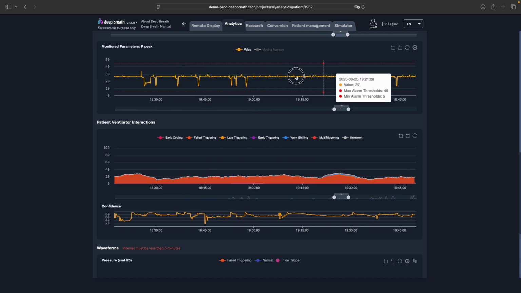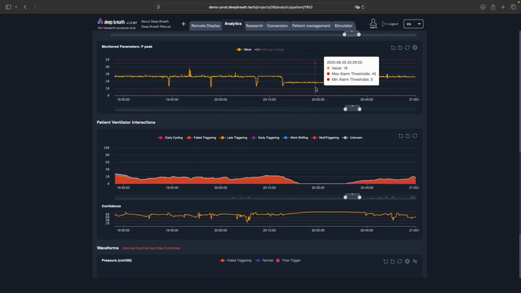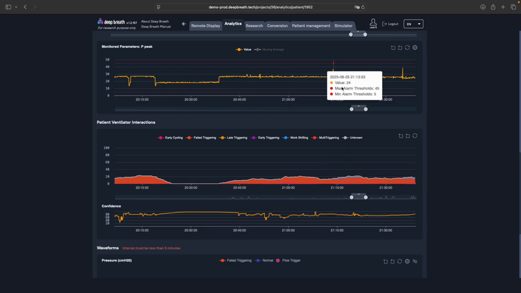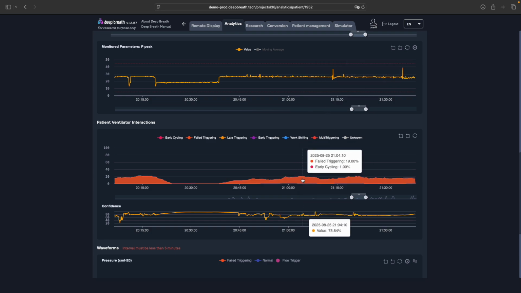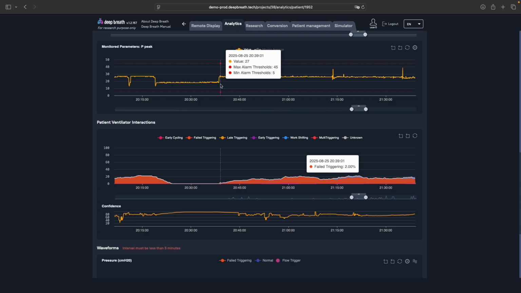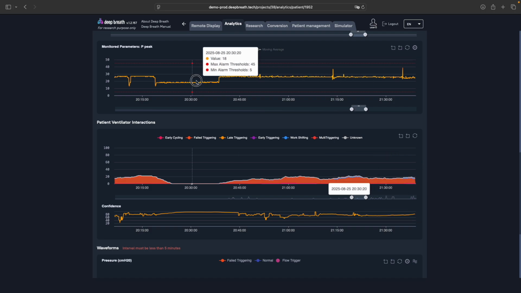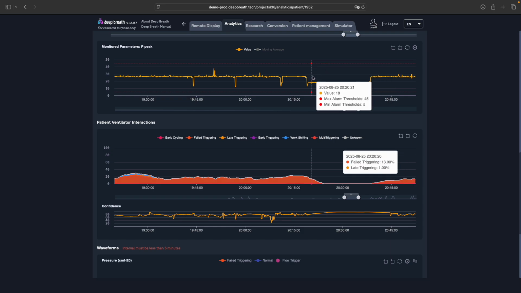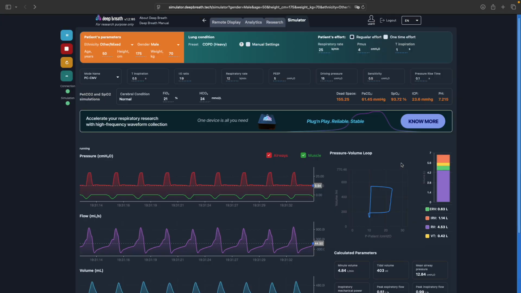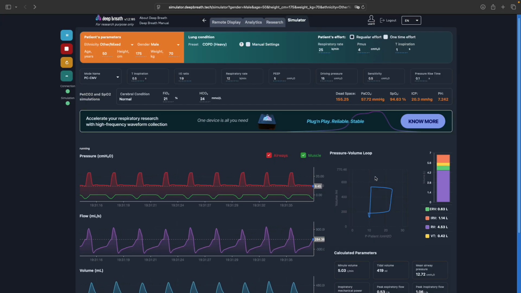And this pattern happens again at this moment, and then it's always higher pressure, and almost 20% of failed triggered breaths. So that's one of the examples of how it happens in reality, and how failed triggering breath can be mitigated just by reducing peak pressure. Let's see how we can reproduce it in our simulator.